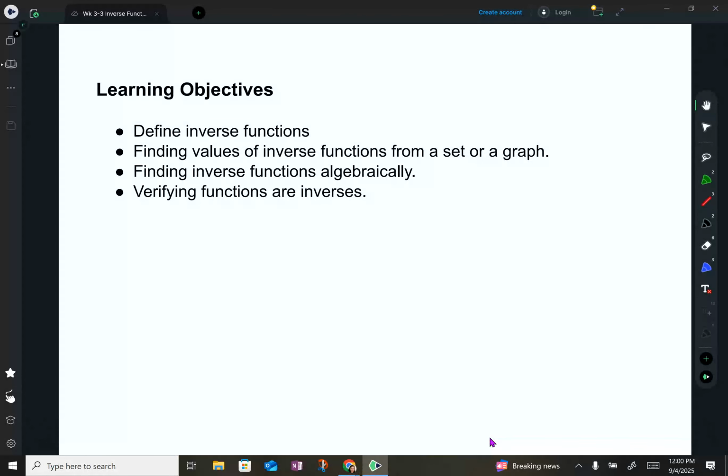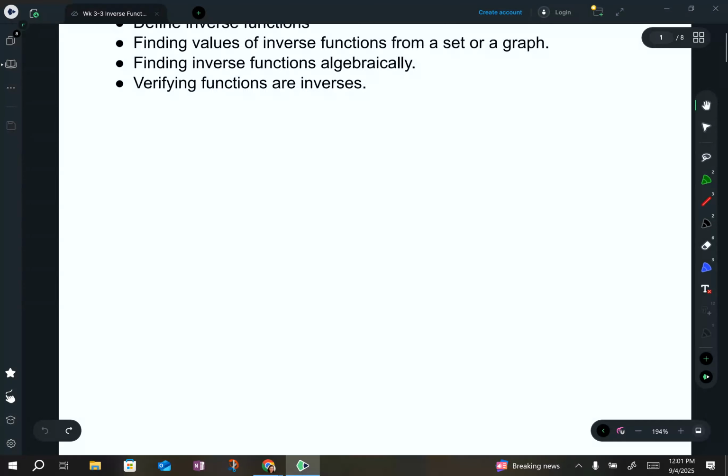Hello, college algebra students and pre-calculus students, and welcome to the video on inverse functions. In this video, we're going to define inverse functions. We're going to find their values from a set or a graph. We're going to find the formulas for them algebraically, and finally, we're going to verify that functions are inverses. Let's go ahead and get started.